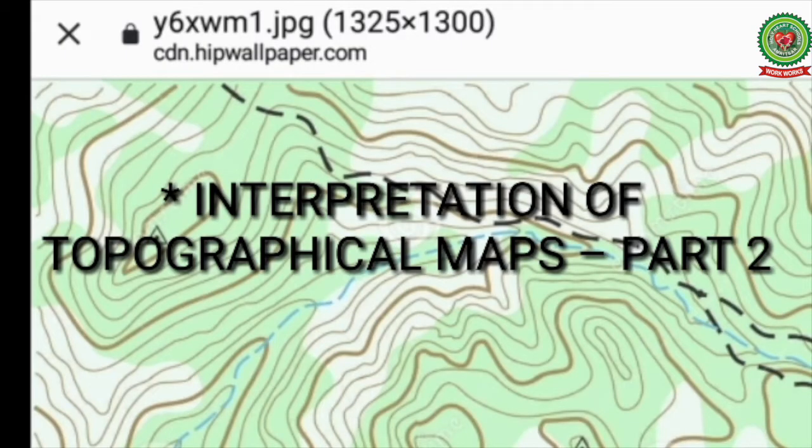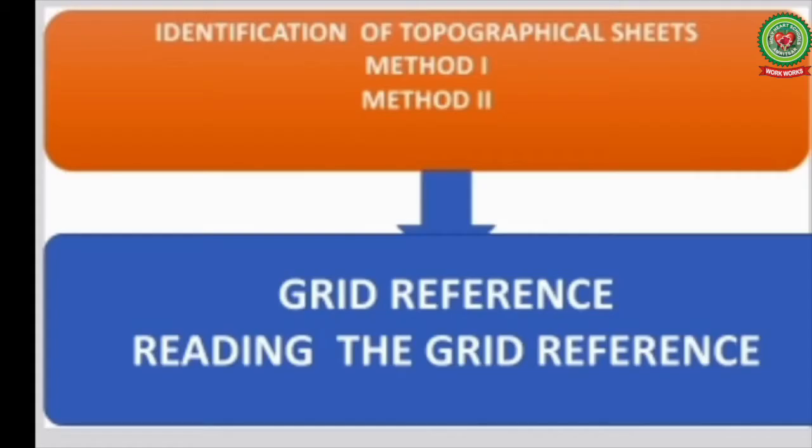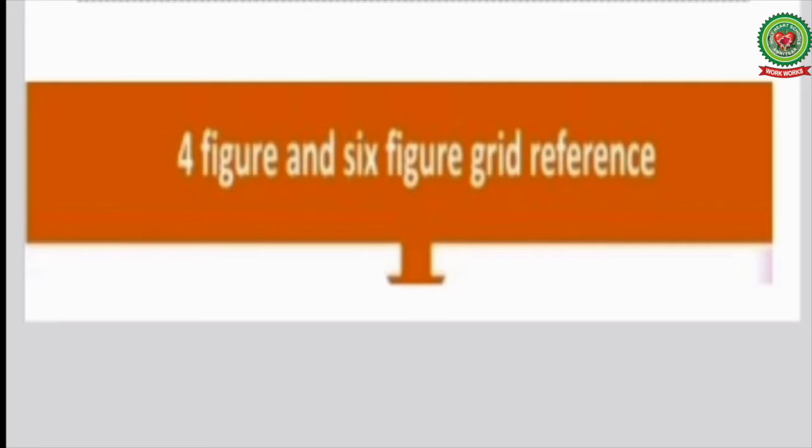The topic that I am going to take today is interpretation of topographical maps part 2 with the following objectives: to go through the identification of topographical map sheets by method 1 and 2, meaning of grid reference and reading the grid reference. That is, we will come to know about locating the 4-figure and 6-figure grid reference of a given place on the topographical maps.